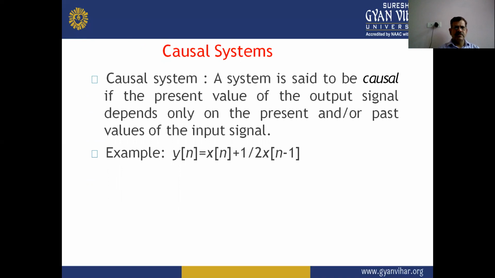So first, what is a causal system? A system is said to be causal if the present value of the output signal depends only on the present and/or past values of the input signal. For example, y[n] = x[n] + 1/2 x[n-1].